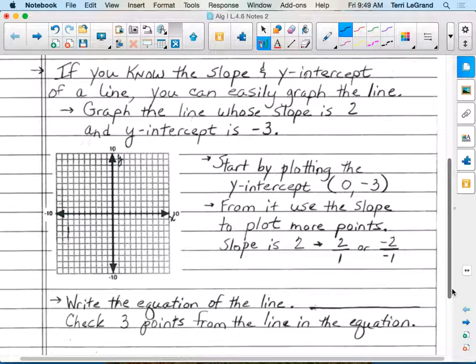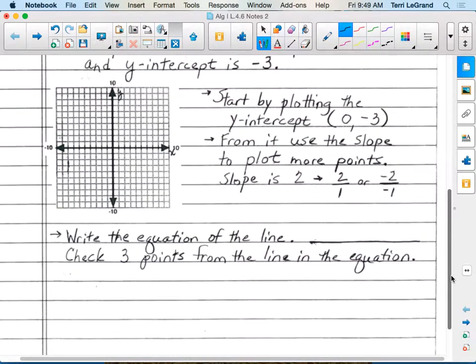So we're going to graph the line whose slope is 2 and y-intercept is negative 3. So we start by plotting the y-intercept. Go ahead and put that point on your graph. Where do you put the y-intercept of negative 3? Y-intercept means you are plotting the point on which axis? The y-axis. Trust me, oftentimes it's easy to mess up and put it accidentally on the x-axis instead. So it goes on the y-axis at negative 3.